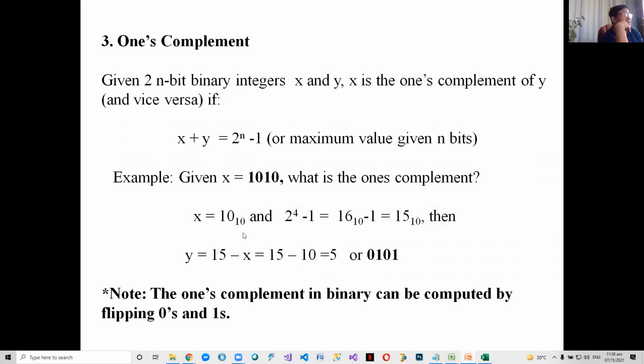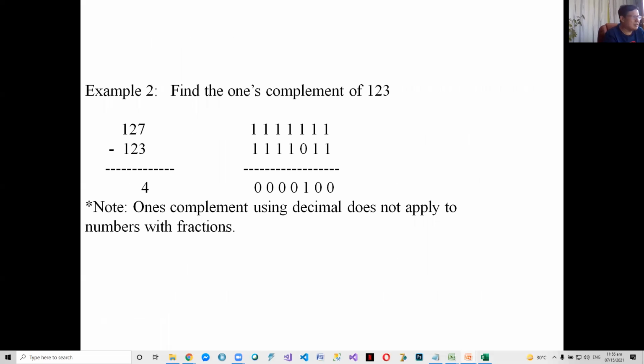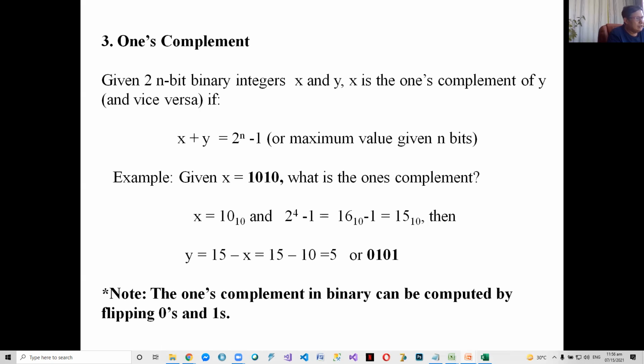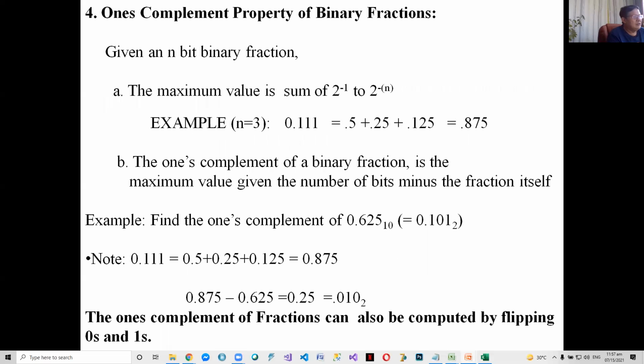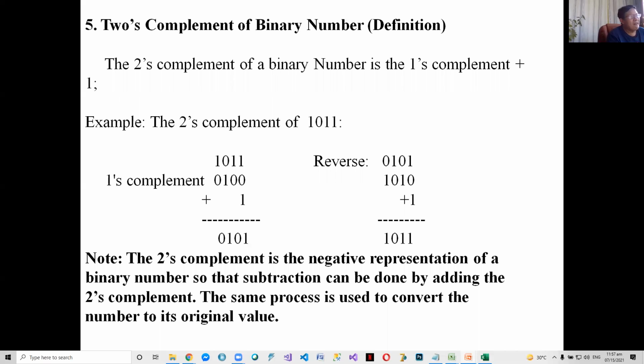What has it something to do with negative numbers? It's subtraction. Anong ibig sabihin nito sa subtraction? Ito, sa 2's complement. What is a 2's complement? The 2's complement is the 1's complement plus 1. Do you follow?